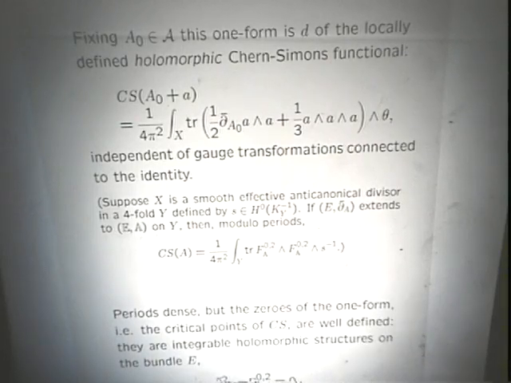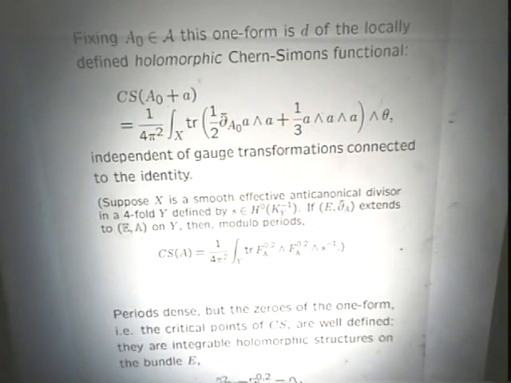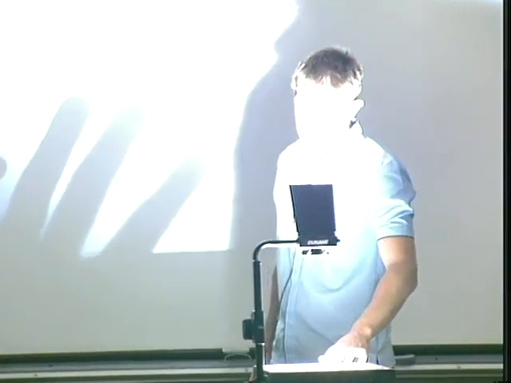This functional, again, is defined up to some periods. They're worse than integers this time, but it doesn't matter. We can still talk about its critical points. And its critical points are where this 1-form vanishes. So they're d-bar operators such that d-bar squared is 0, the 0,2 part of the curvature is 0. But they're just holomorphic bundles.